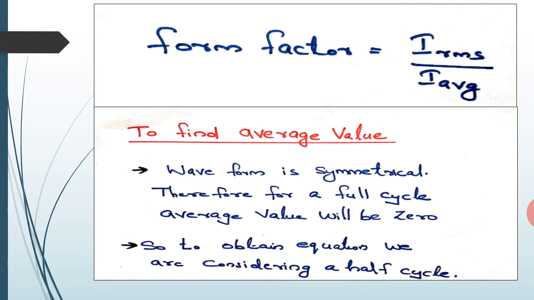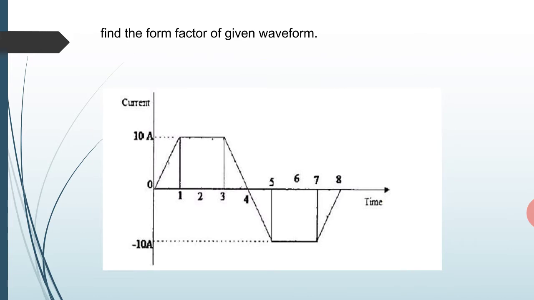So we know that to find form factor, its equation is I RMS by I average. So first we can find the average value. From the figure, it is clear that it is a symmetrical wave. From 0 to 4, it is having the positive half cycle. 4 to 8, there is a negative half cycle symmetrically. So, since the waveform is symmetrical, by theory, we know that the average value will be 0.